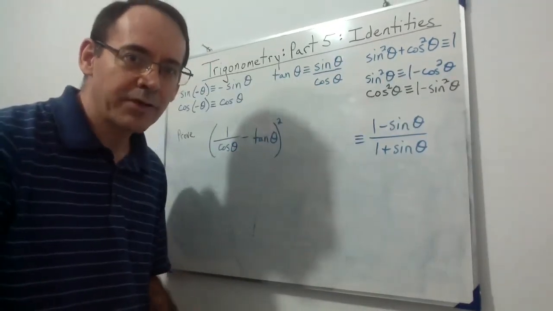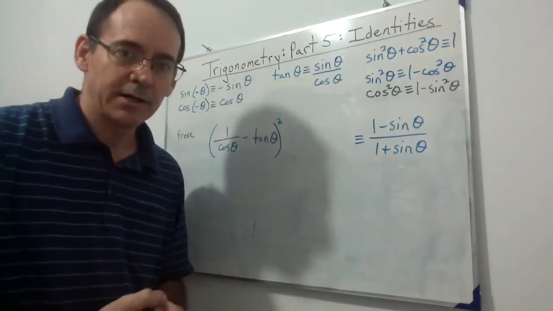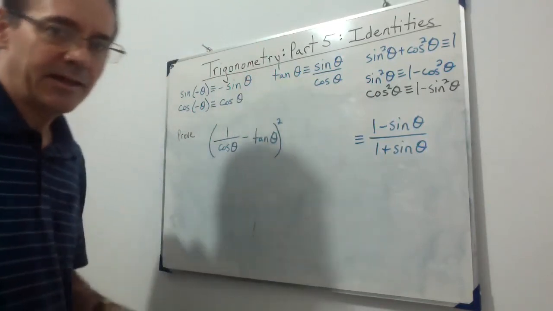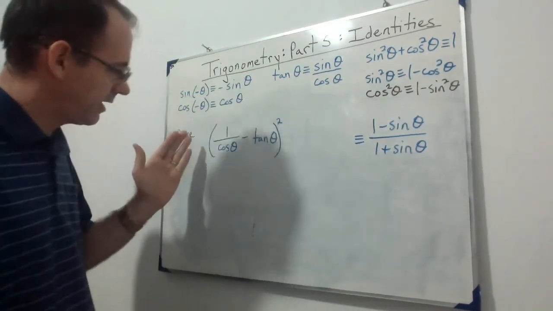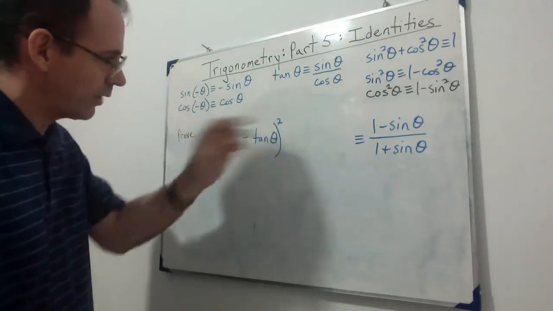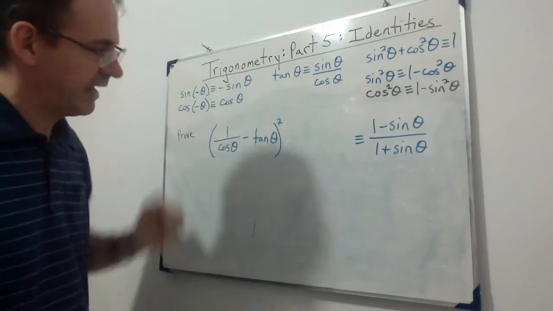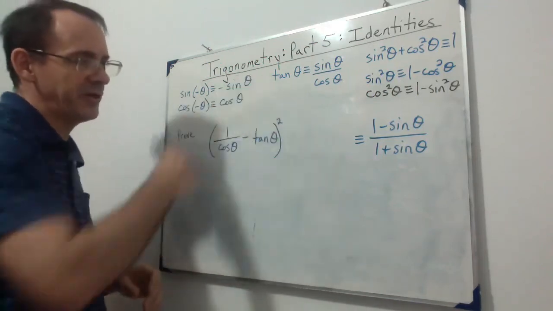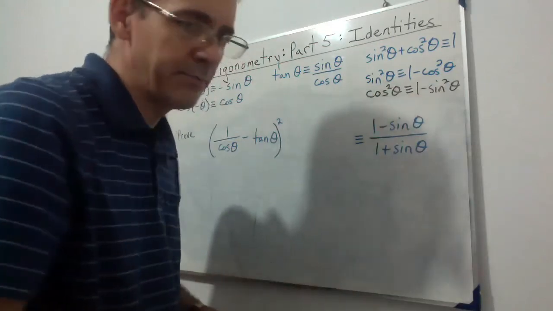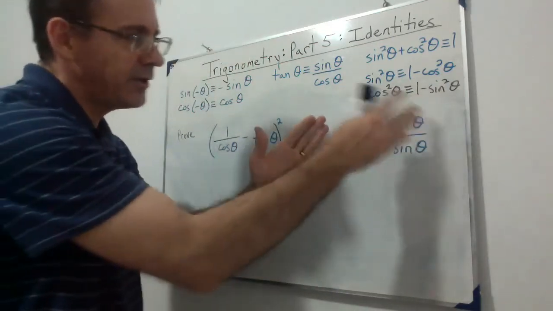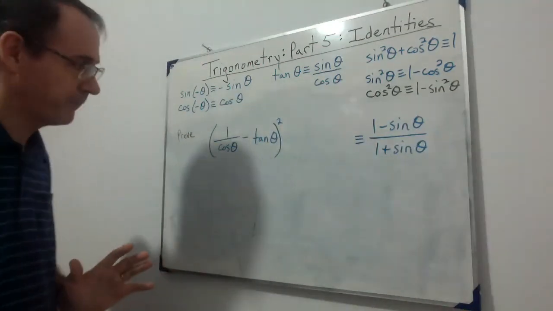Okay, we're back with the last problem that we're going to do for this particular part in our series. And here we have, again, it says prove. This time we have a parenthesis squared with on the inside 1 over cosine theta minus tan theta. And we have to demonstrate that this is the same as 1 minus sine theta over 1 plus sine theta. So we look at what we want to get to, and of course it doesn't look anything like that.